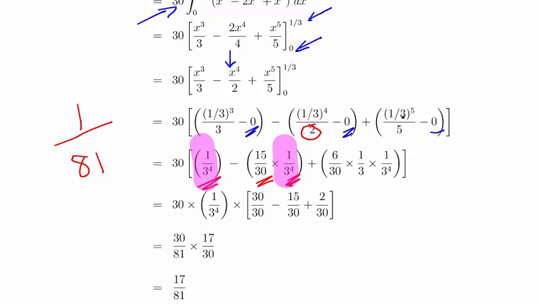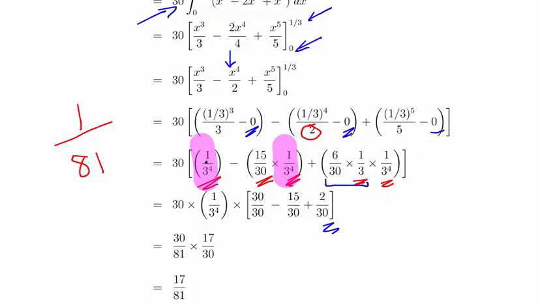So we have 1 over 3 to the power of 5 there. Let's split that up into 1/3 and 1 over 3 to the power of 4. And then what we can do is combine that 1/3 and that 6 over 30. Let's combine them into 2 over 30 there, okay?